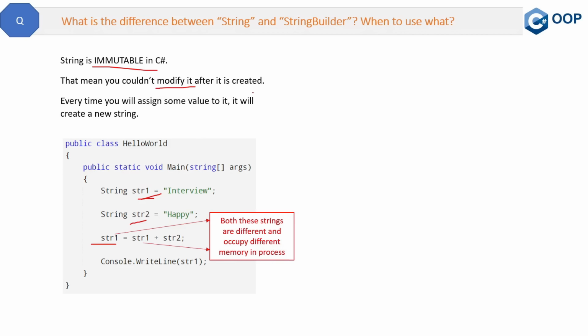So I have shown you the example that we created str1 first, but when we try to manipulate it, a new string is created as str1. So this is a new string. Every time you assign some value to it, it will create a new string. So that is all about a string.